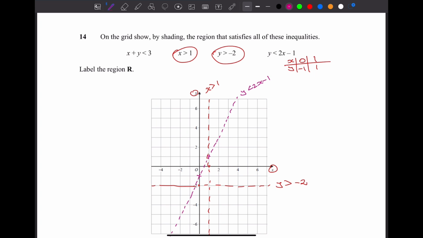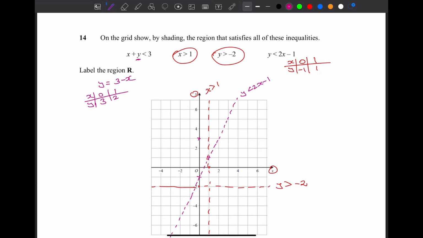Done. And this one, make y the subject. Y is equal to, just put an equal sign, is fine. 3, bring the x to the other side, minus x. X and y, 0, 1. If you put 0, 3 minus 0 is 3. 3 minus 1 is 2. 0, 3, which would be here. 1 and 2, which will be here. So that coordinate that we will write, x plus y is less than 3 in here.